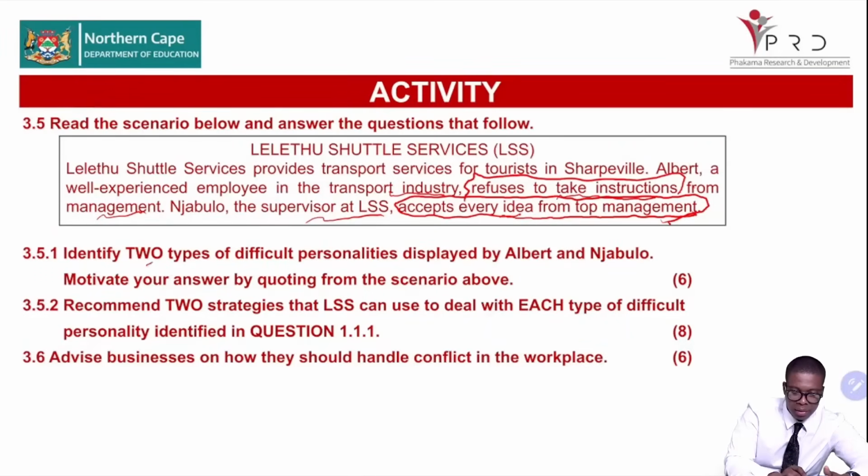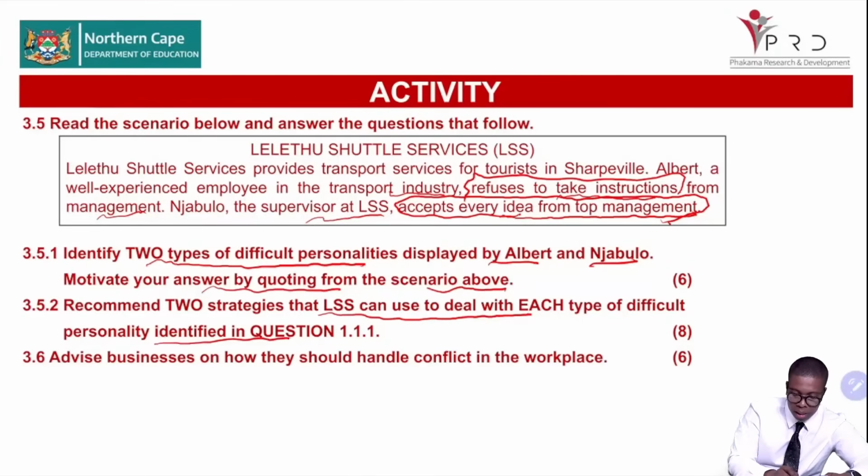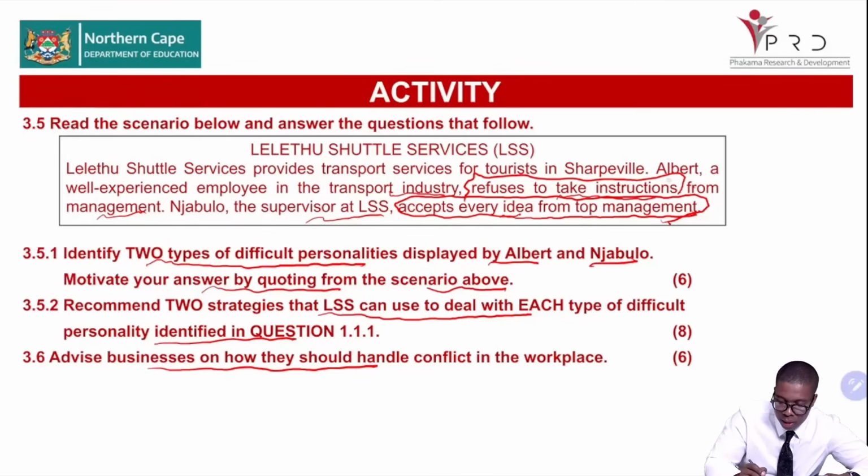Now, identify 2 types of difficult personalities displayed by Albert and Jabulo and motivate your answer by quoting from the scenario above. Then recommend strategies on how to deal with each of these difficult personalities. Then advise on how to handle conflict in the workplace. So, immediately we see Albert. Albert refuses to take instruction. So therefore we consider this to be what? It's because Albert is showing the idea that he is well experienced. So therefore, because Albert is an expert, he's not going to be taking instruction.